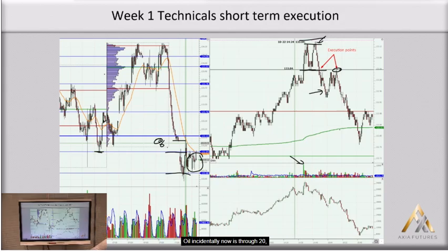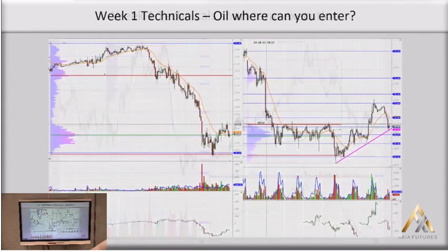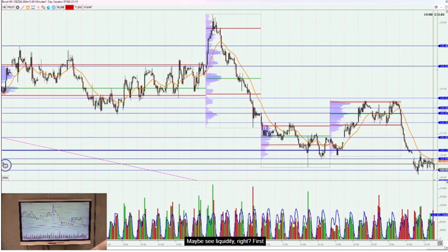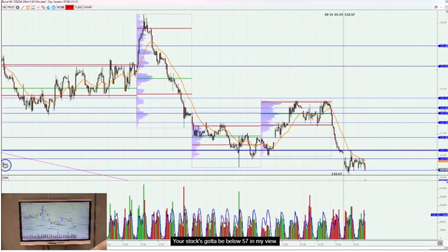Oil, incidentally, now is 320. It's on its way. It's coming into the low. Yeah, the hard bit with a market that's coming into the low, there's a lot of bids there now, so it's not even that, it's the fact of, yes, it's going into the low, but it's not the low. So if you buy it here, you could maybe see a liquidity run first. Your stop's got to be below 57, in my view, if you're buying it there. Which, looking at the type of day it is, I don't think that's necessarily a problem.